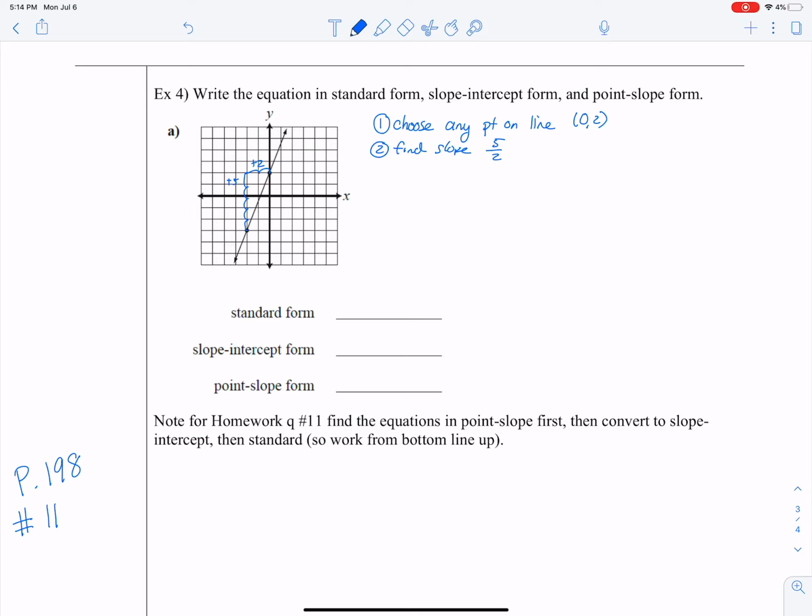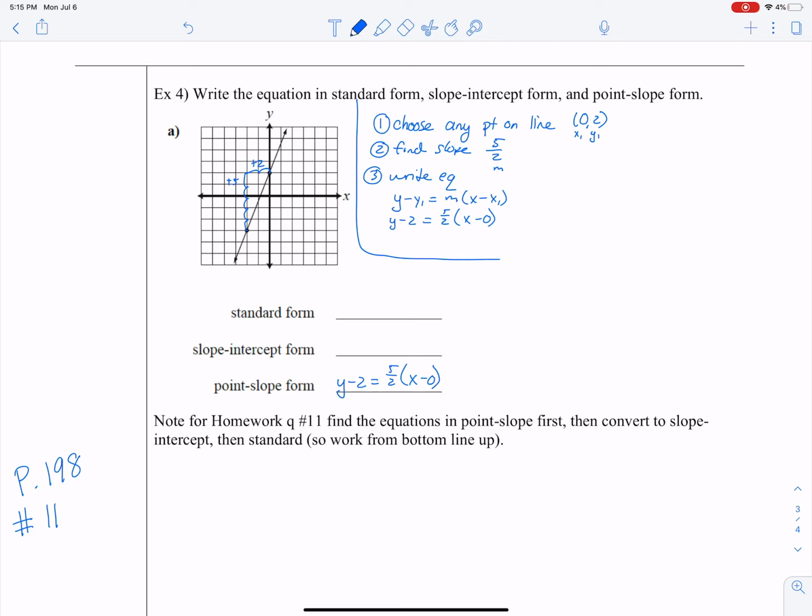Okay. And then step 3 is we're going to write our equation. So we have y minus y1 is equal to m times x minus x1. This is going to be our x1 and our y1, and this is our m. So we end up with y minus 2 is equal to 5 over 2 times x minus 0. So you can write that here. Y minus 2 is equal to 5 over 2 times x minus 0. Okay, so that's point slope form.